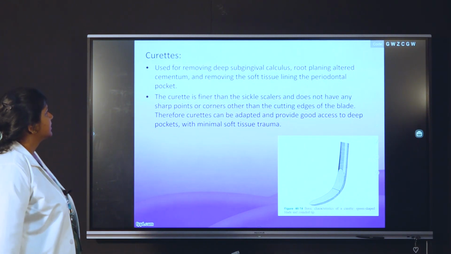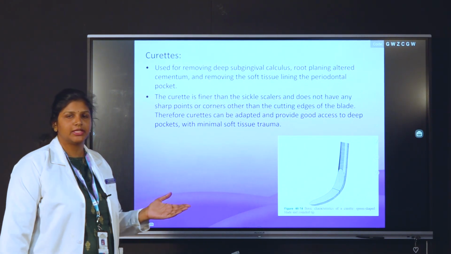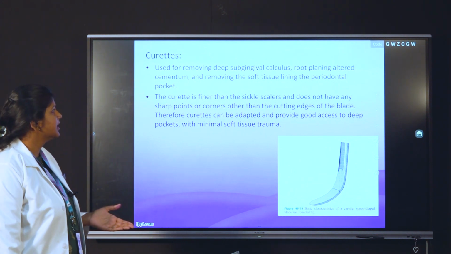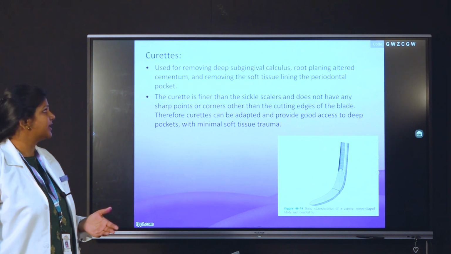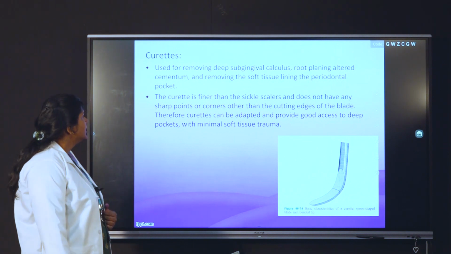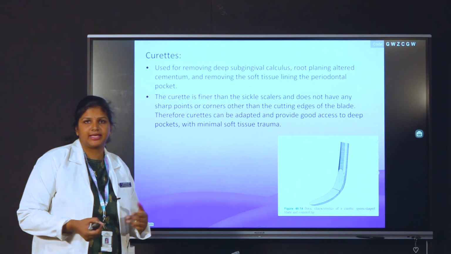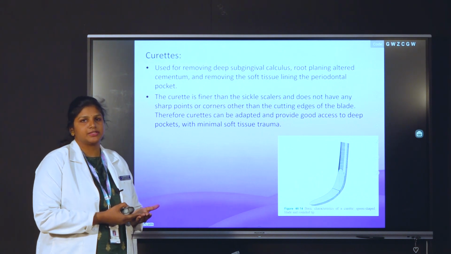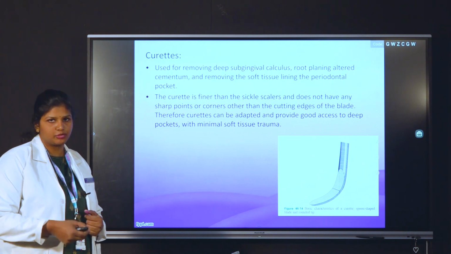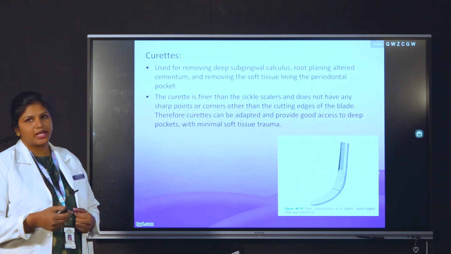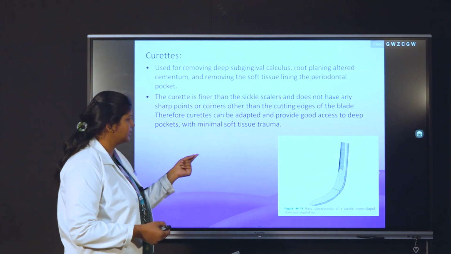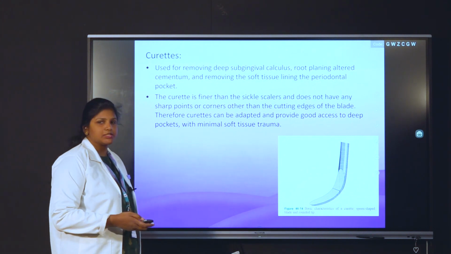So coming to the curettes, the curettes are used for doing the procedure in the subgingival area, to remove the subgingival calculus, and for root planing, that is the altered cementum is removed, along with the soft tissue lining of the periodontal pocket. The curette is finer than the hand scalers, that is supragingival scalers, because these subgingival instruments have to be inserted deep into the pocket, and there should be no damage to the soft tissue. So these are designed with a fineness so that they will cause minimal trauma.